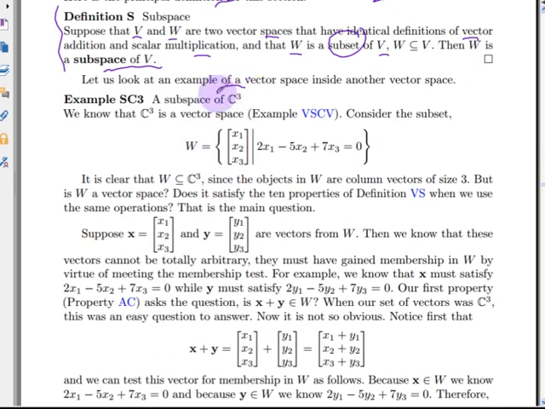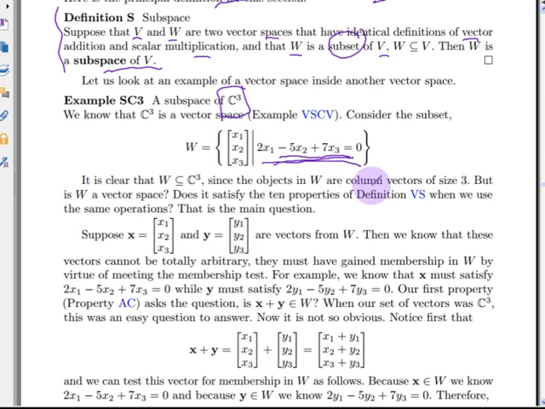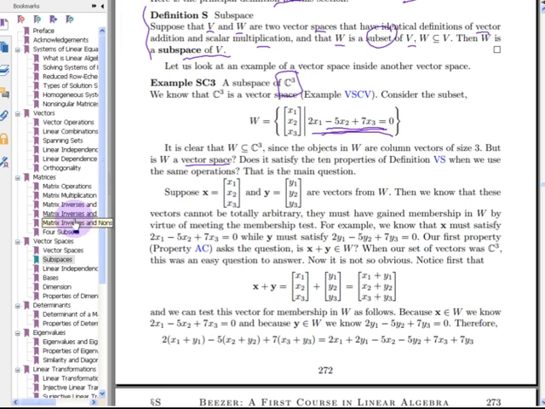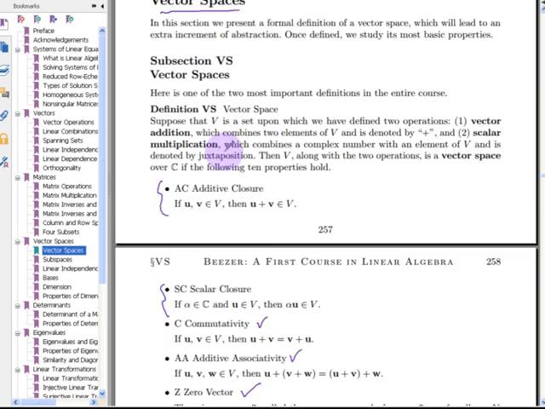Suppose we take the set of column vectors, three-dimensional column vectors, and we take the set of all three-dimensional column vectors that satisfy a homogeneous relation. Okay, so here's one particular homogeneous relation. So now the thing is, this set W, is this W a vector space in its own right? Well, let's go back and look at the definitions of vector space. Those are right here.